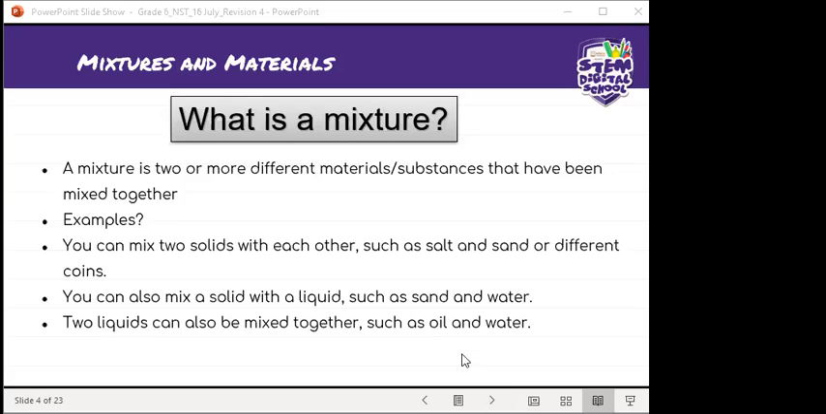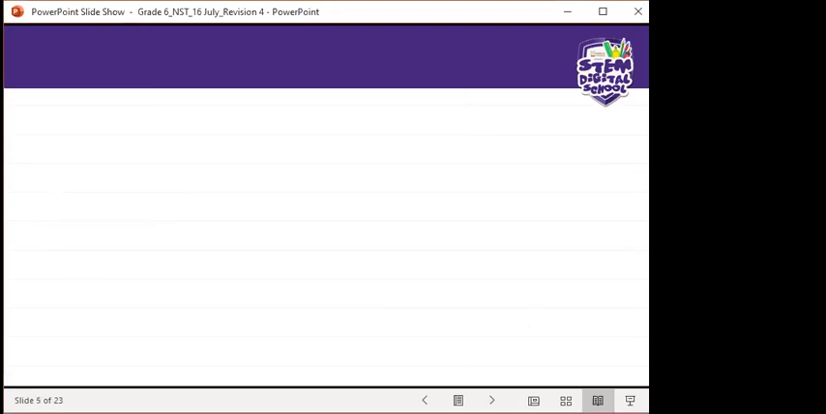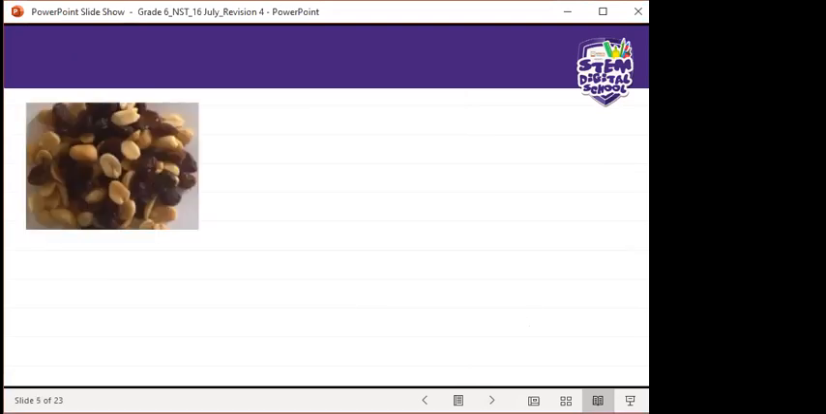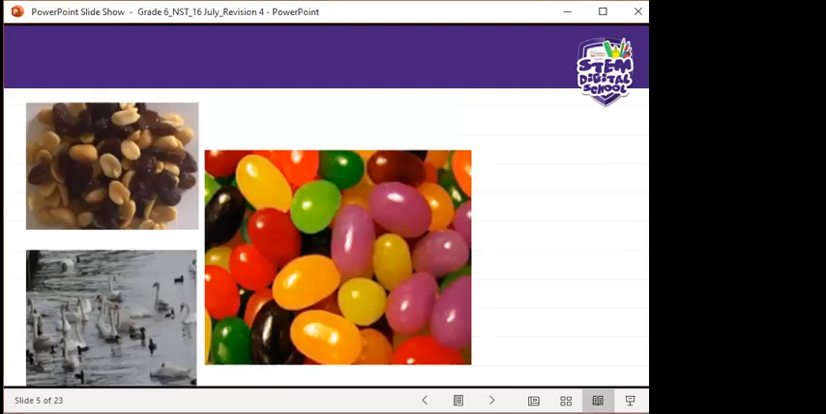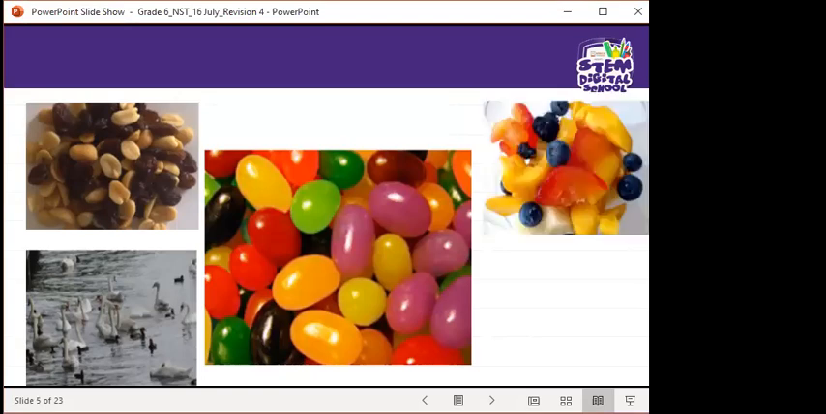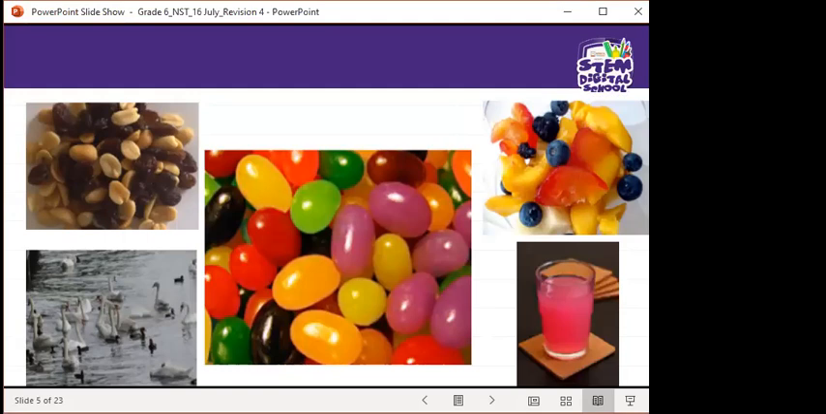All right, cool. As we move on, these are the pictures that I had shown you guys. Kia was asking if ducks and water are really a mixture. Here we have a mixture of different colored jelly beans. Just there on the top right hand corner, we have a mixture of various fruits. That is what we would call a fruit salad. Bottom right, we have a mixture of juice concentrate as well as water, and we refer to this as juice.